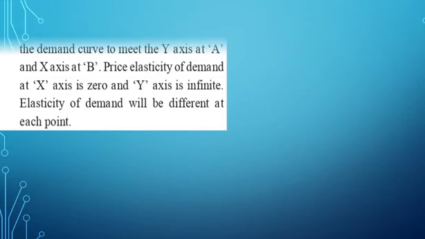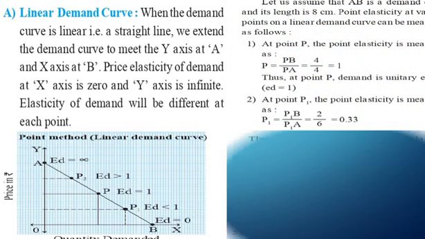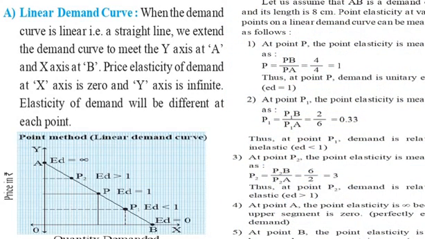In other words, for a linear demand curve, when the demand curve is a linear straight line, we extend the demand curve to meet the y axis at point A and the x axis at point B. Price elasticity of demand at the x axis is 0 and at the y axis is infinite. Why it is so, we see in this lecture. Elasticity of demand will be different at each point.